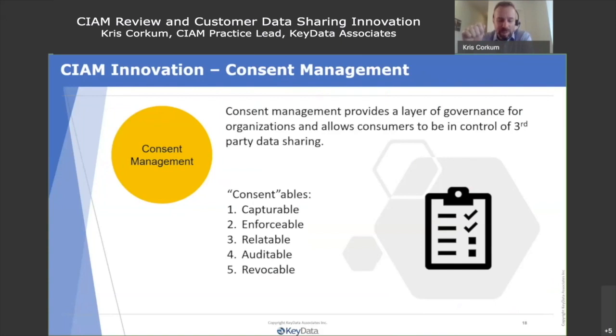So capturable means that consent needs to be captured from the consumer for it to be explicit and binding. Enforceable means that before customer data is accessed, the user consent status needs to be checked. Relatable means that the wording used to describe consent must be meaningful to end users.